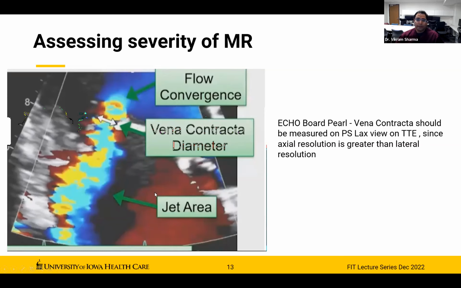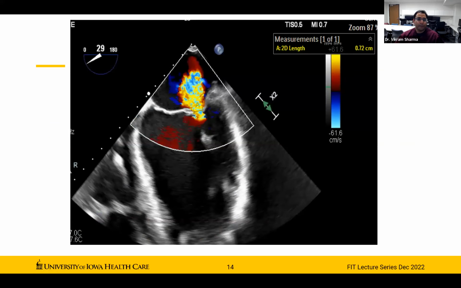a severe MR. And a vena contracta diameter can also be used to assess the severity, and we'll talk about the different cutoffs. One board pearl for those who are sitting for echo boards, the vena contracta should be measured in the parasternal long axis view, because the axial resolution of transthoracic echocardiogram is greater than the lateral resolution. So you might be able to get a more accurate estimate in that view. So here's our patient, and we are just measuring here the narrowest part of our mitral regurgitant jet. Here is the zone of convergence. And in our case, the vena contracta diameter is 0.72.